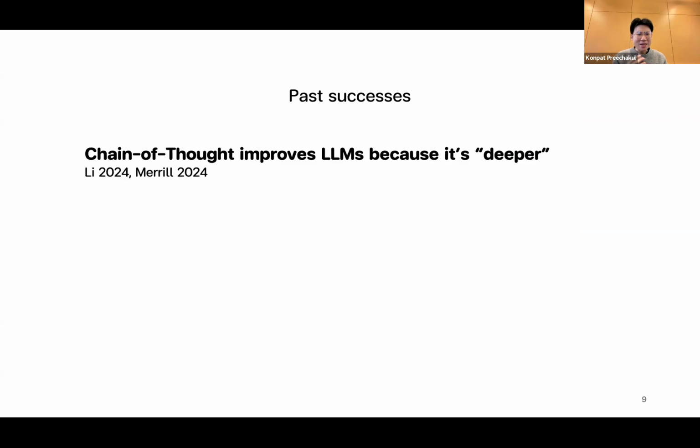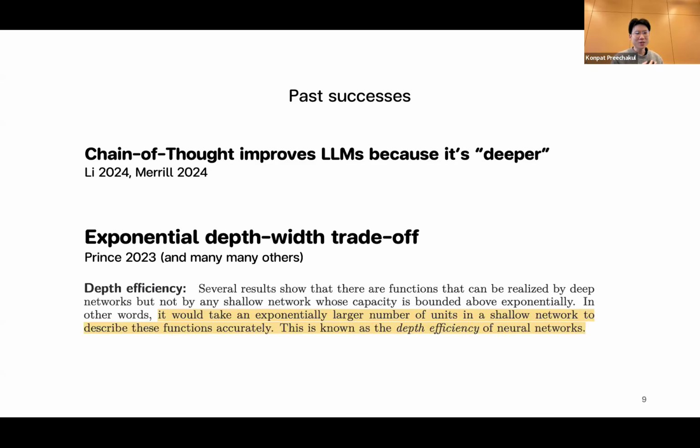So in LLMs, we also observe that chain of thought helps a lot, right? It gives better results. Why is that? Because it has more depth too, right? It's also been a recurring theme in machine learning theory that the exponential depth-width trade-off seems to be a thing. For certain functions, if you want to make it shallower, you need to expand with much more width. So linear depth trades with exponential width in many, many cases.